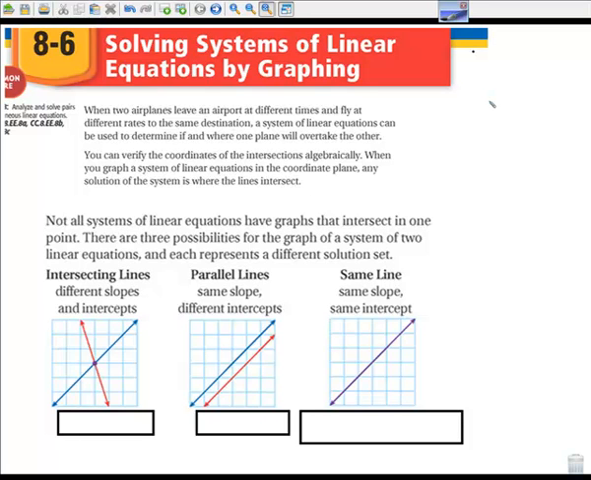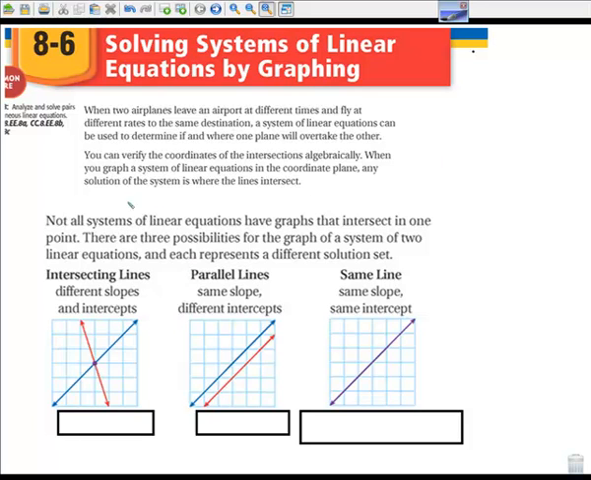Lesson 8.6 is solving systems of linear equations by graphing. If you recall, earlier in the chapter we solved systems of linear equations, and that's when we solved for either both the x or both the y, then we set them equal to each other and solved the equation that way. And I told you back then that the actual solution is where two lines intersect.